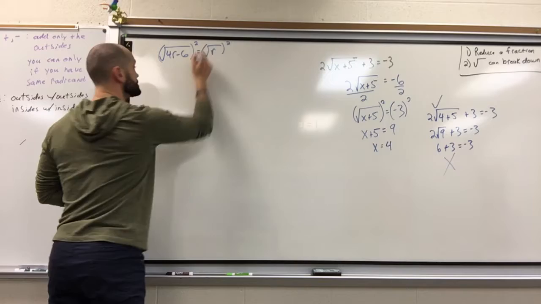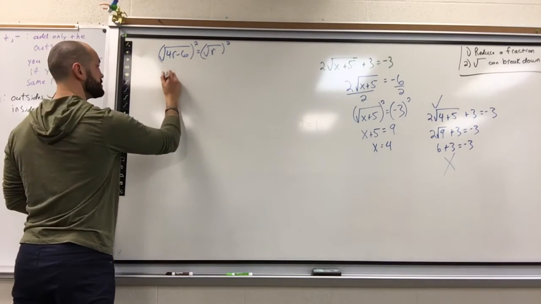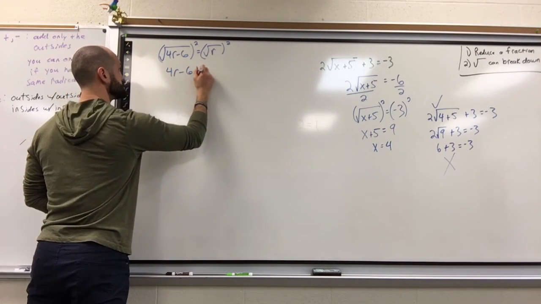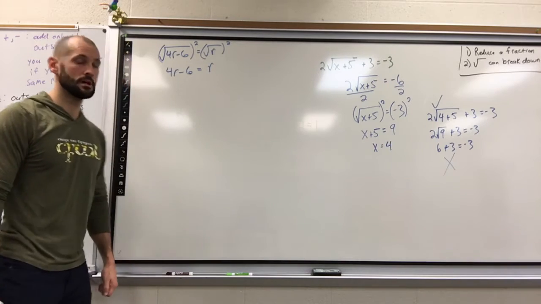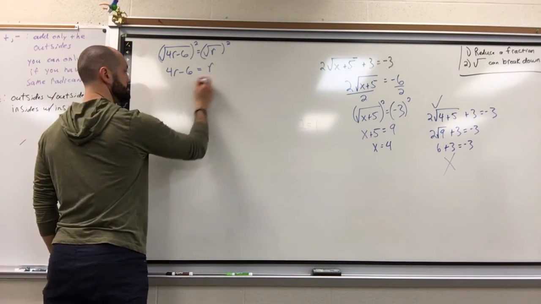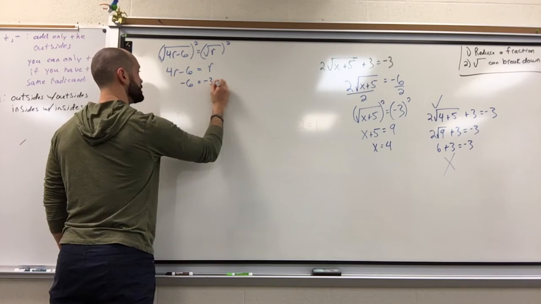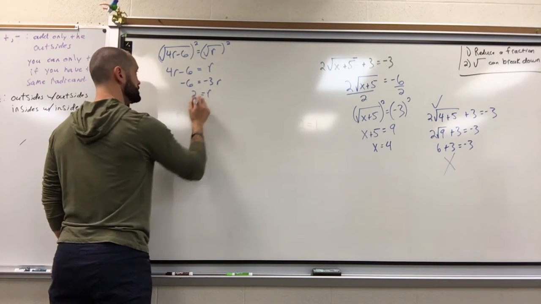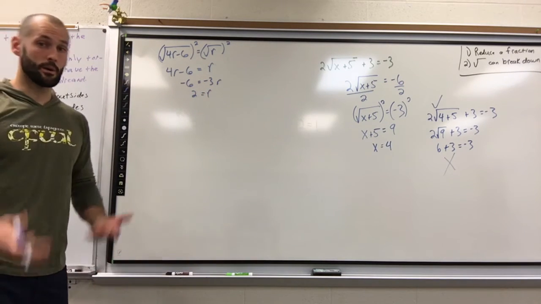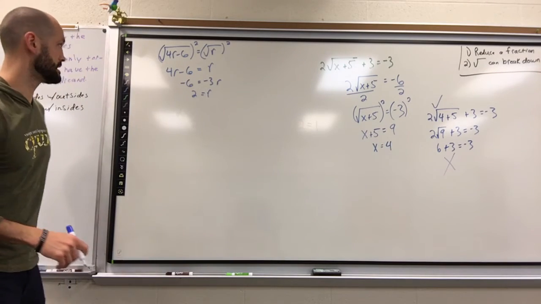You square, we all square. We're left with 4r minus 6 equals r. From here, I'm going to bring the 4r over. We get r to equal 2. Very nice. Now we still need to check this though. Make sure it makes sense.